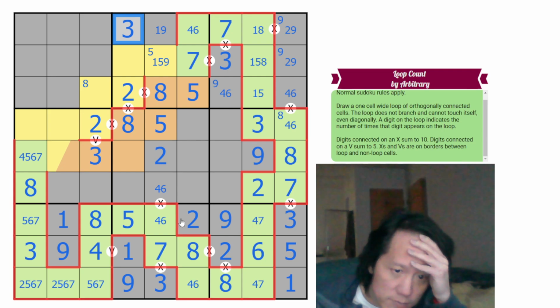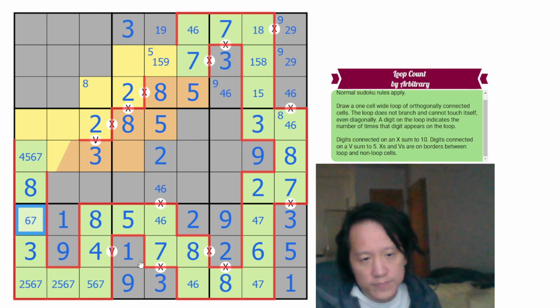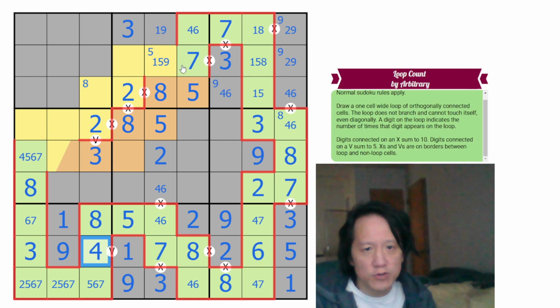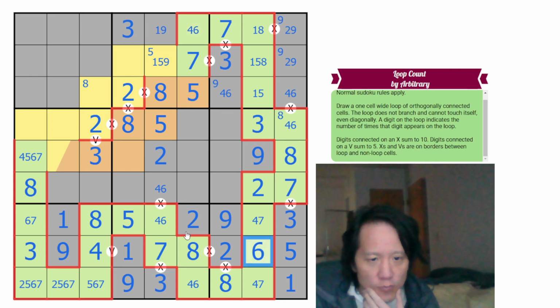This can't be 5, so it's 6 or 7. We know one of these is 4. We know one of these is 4. We have a 4 here, so that's 3. We don't know about that, though. How many 6s do we have? We have 1, 2, 3.